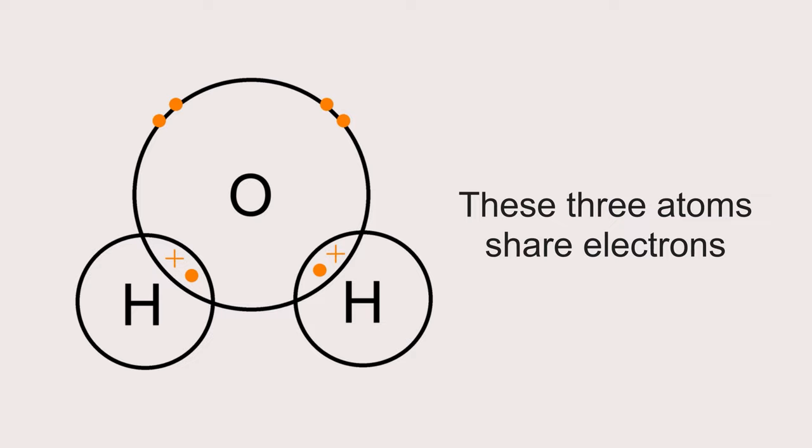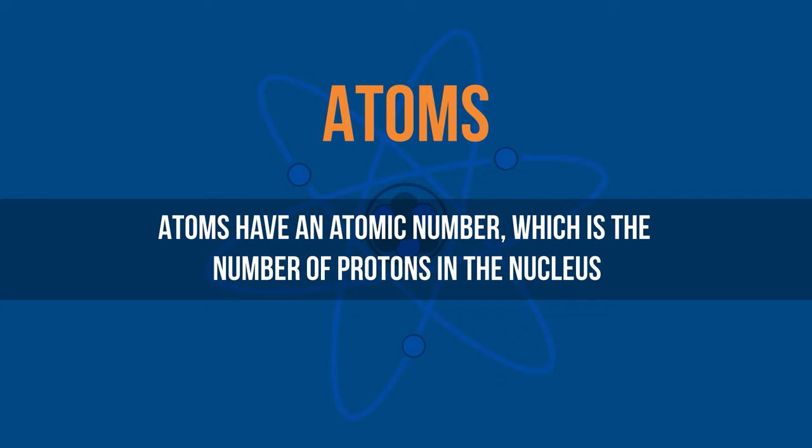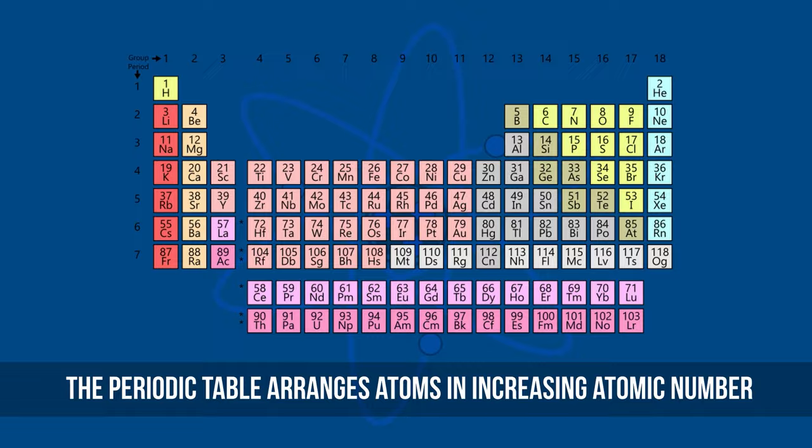Now that we have talked about the different parts of the atom, let's summarize a few properties of atoms. Atoms have an atomic number, which is the number of protons in the nucleus. The periodic table arranges atoms in increasing atomic number. The charge of an atom is calculated based on the difference between the number of protons in the nucleus and the number of electrons orbiting the nucleus.